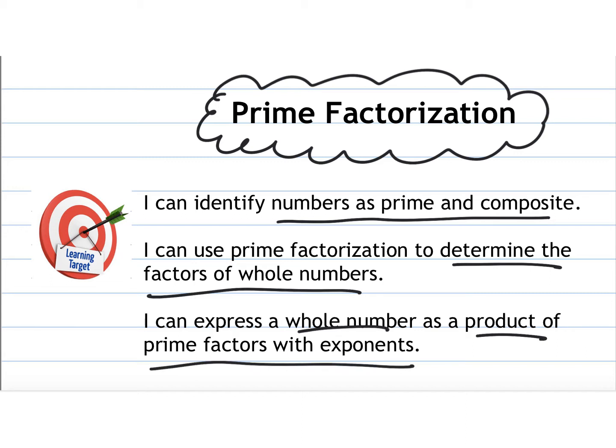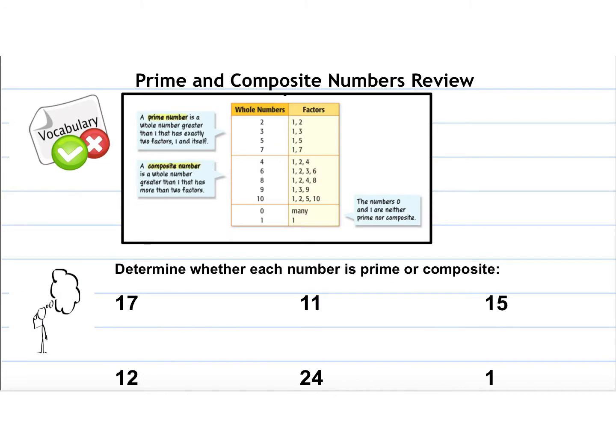So, some prior knowledge to activate and get ready to go. Just a quick review here of prime and composite numbers. Remembering that a prime number is a whole number greater than one that has exactly two factors, one and itself. A composite number is a whole number greater than one that has more than two factors. And remembering then that 0 and 1 are neither prime nor composite.